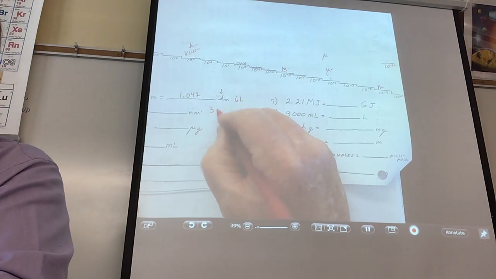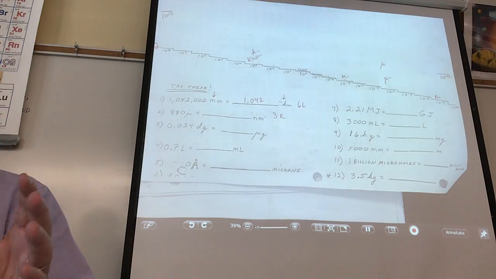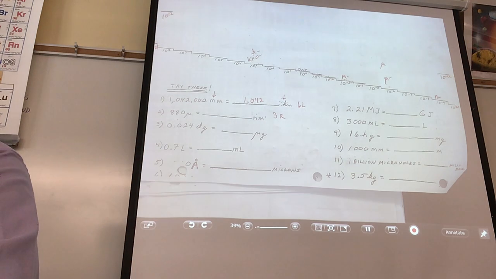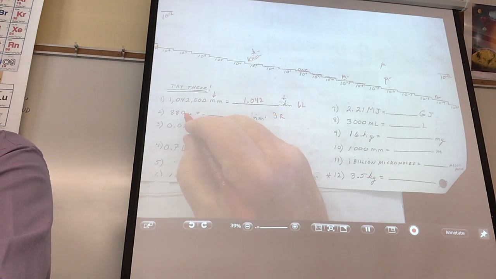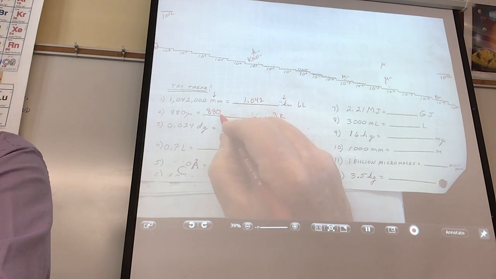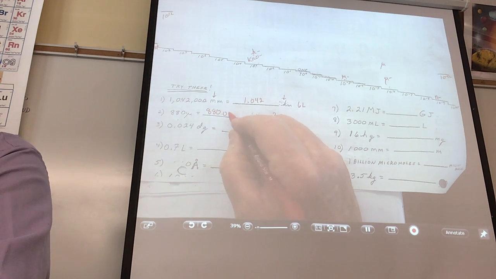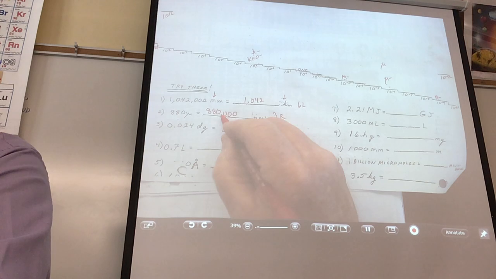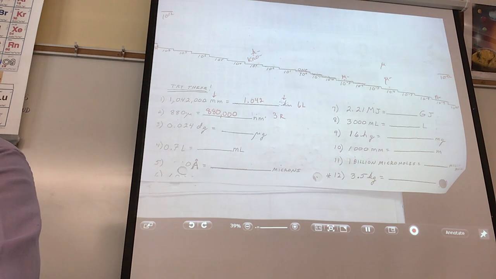Now I'm going to write that down, and all I need to do is move the decimal 3 to the right. Here's your original number, 880. Move the decimal 3 to the right. 1, 2, 3. If you had 880 microns, that would be 880,000 nanometers. Now, is this easy? What do you think? Let's try the next one.